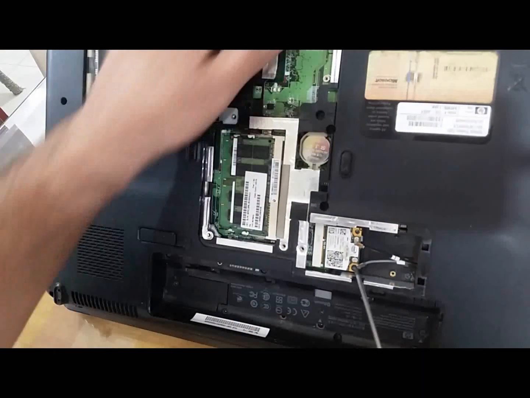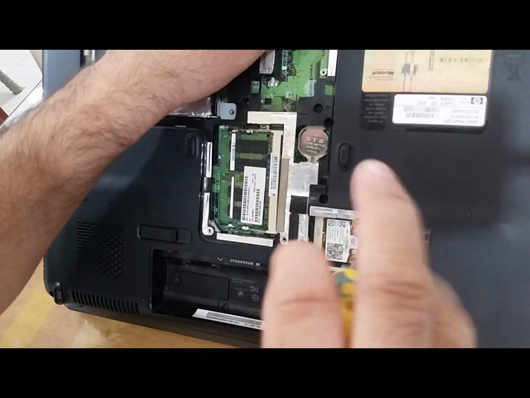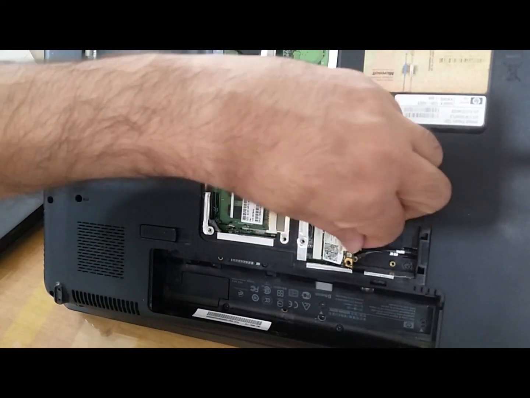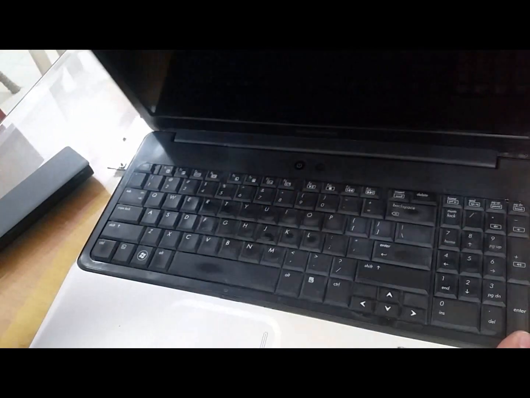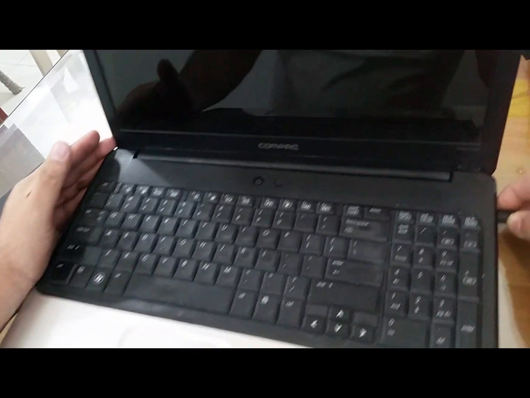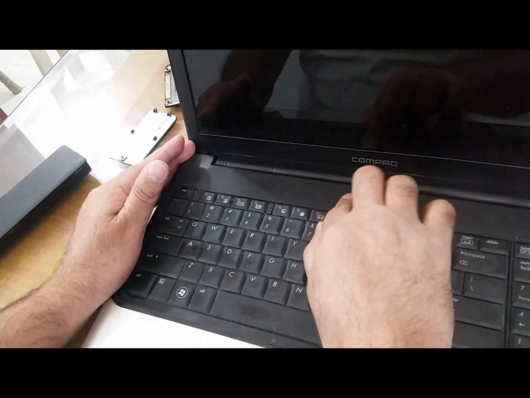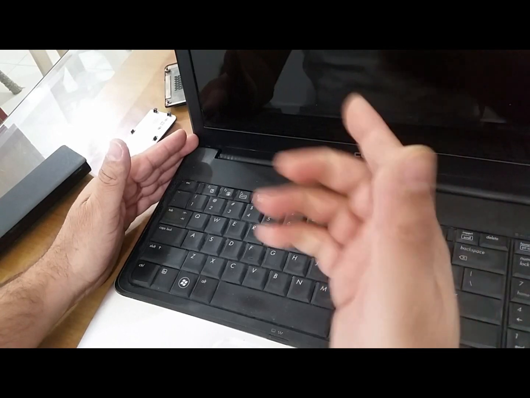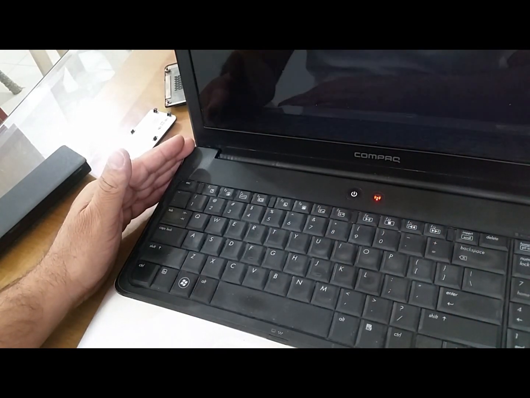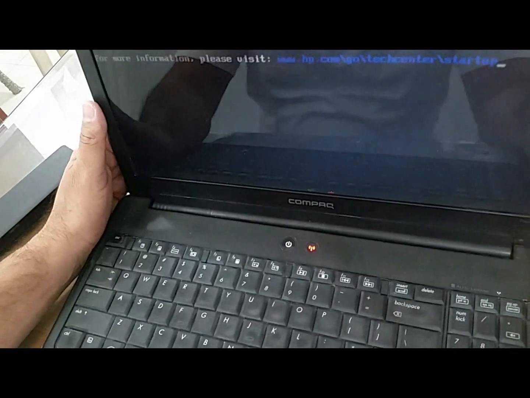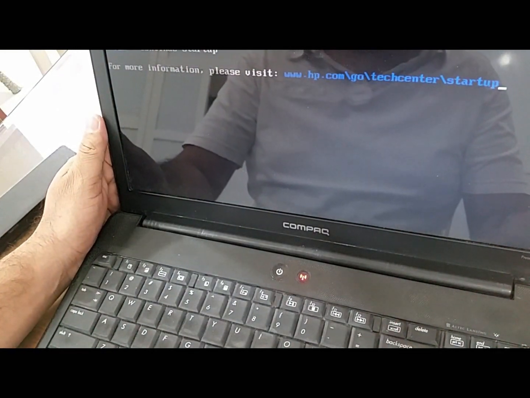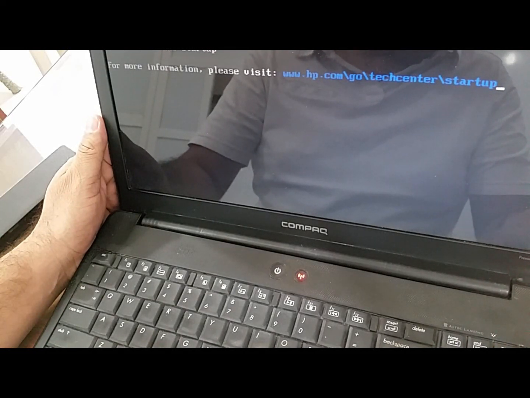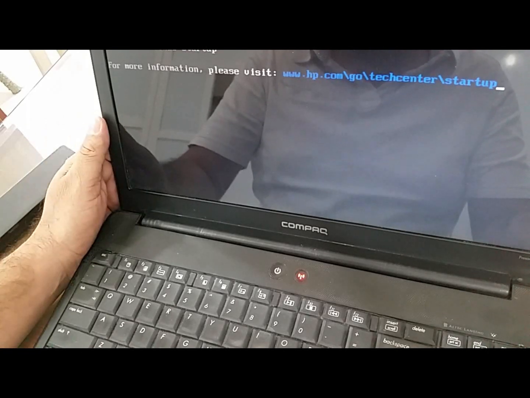Once again, when I remove it, charger, turn on, it's powering up, working good. So the Wi-Fi card is faulty. Alright guys, we will order another Wi-Fi card, and after 2 weeks it will arrive, and the problem is fixed.